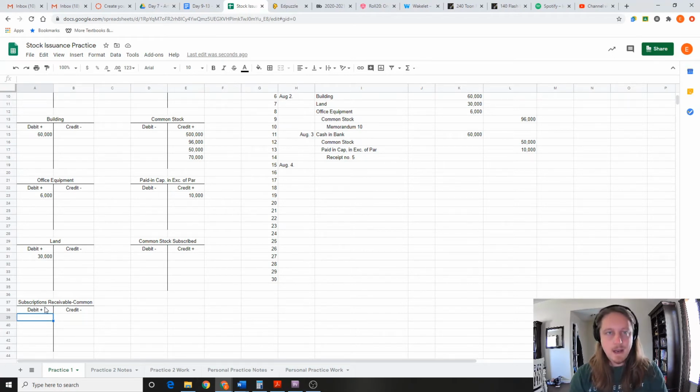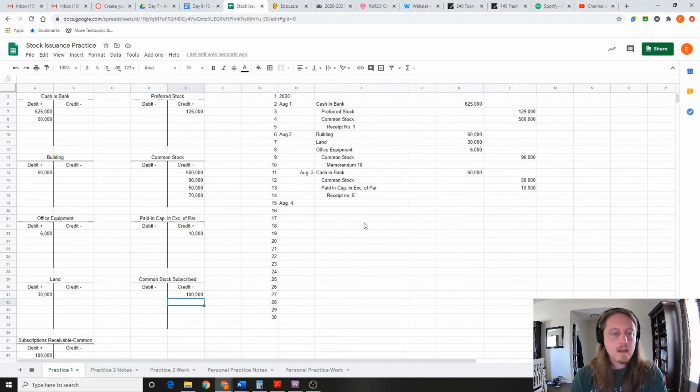So let's say they buy 100,000, or they're promised to buy $100,000 in stock, but they haven't yet. So we have to have something to balance that yet. We don't have the cash yet, and we certainly haven't given them the stock yet. So we have another account called common stock subscribed, and we're going to add 100,000 to the credit side, the plus side, and now they're balanced. So it's owed, but it hasn't been paid.